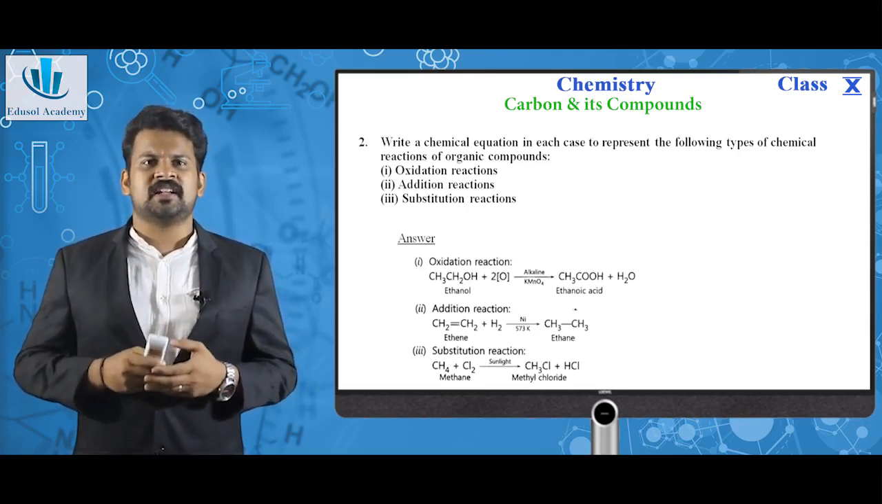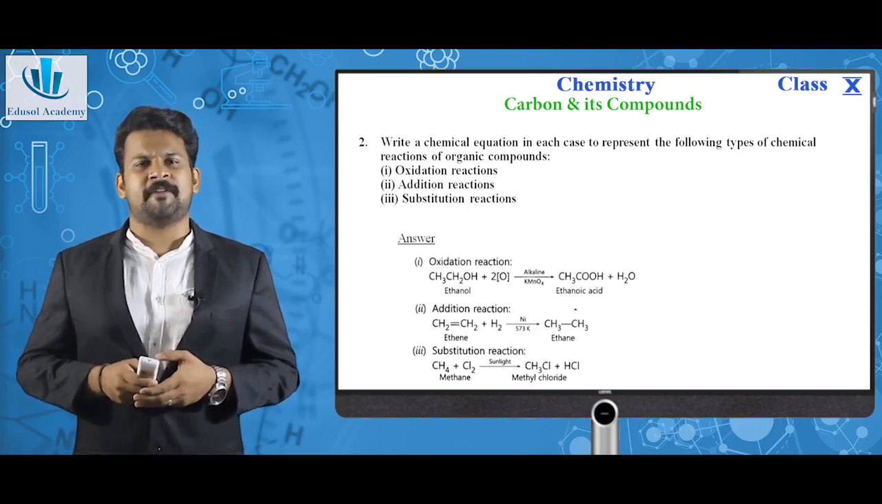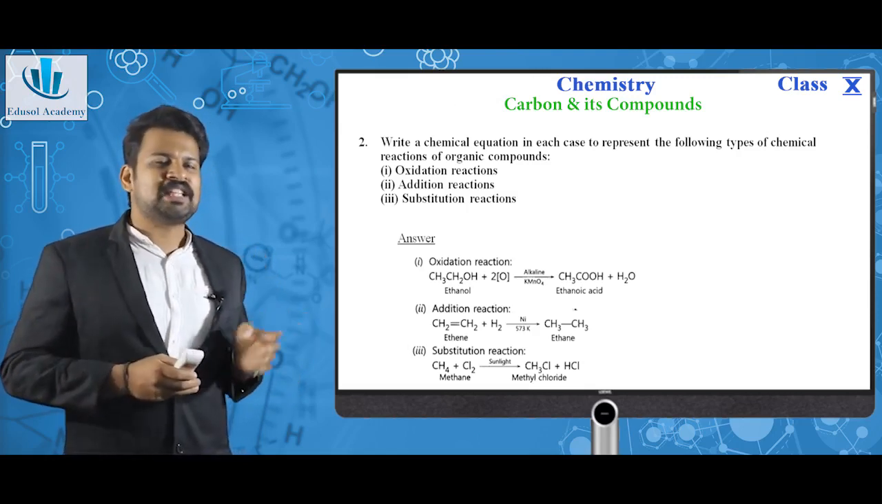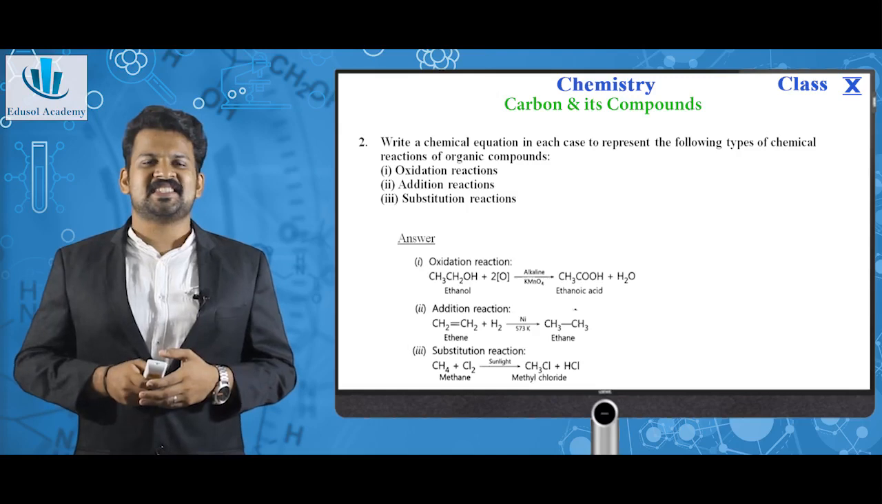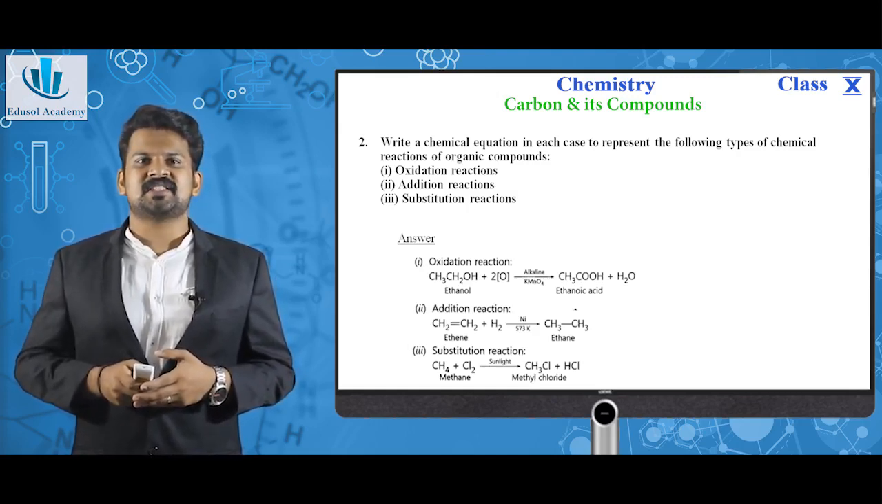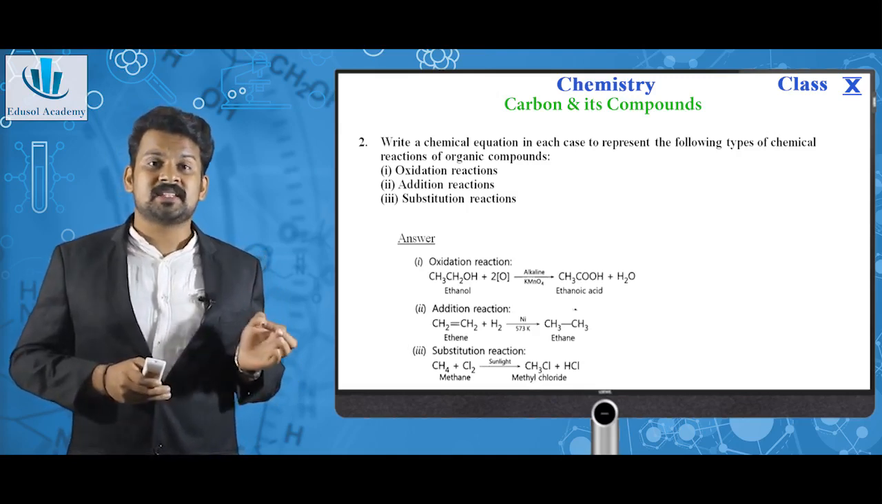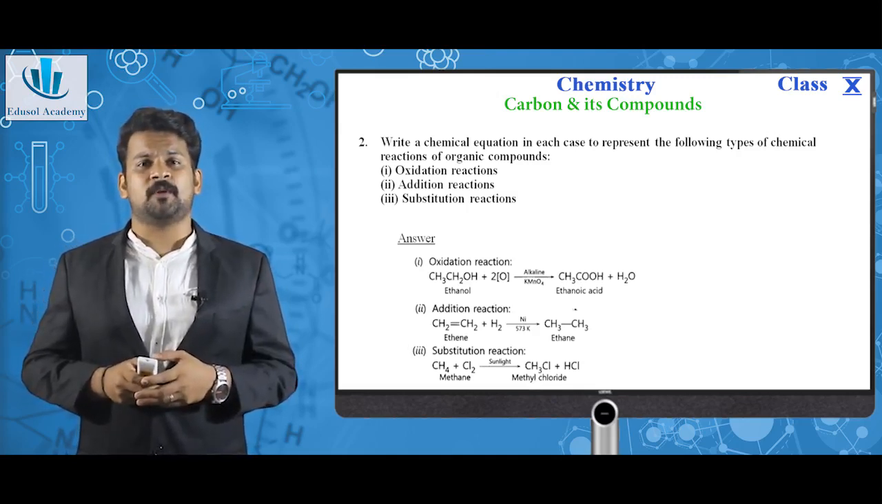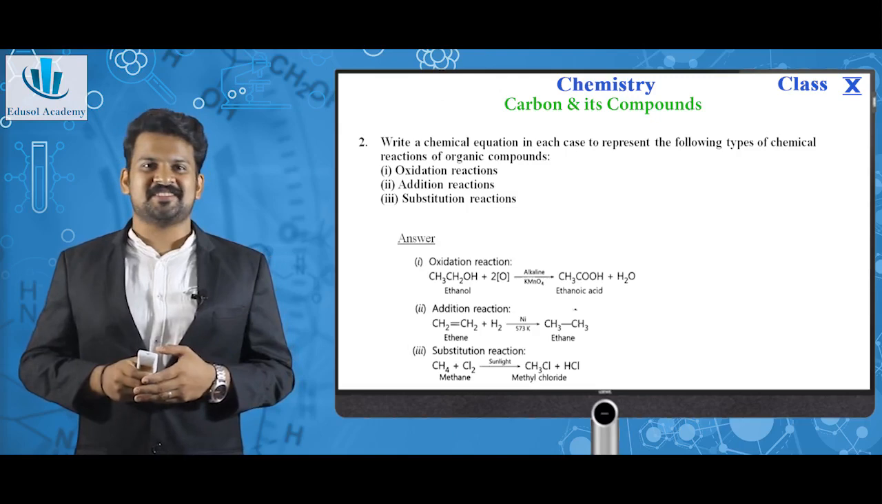For oxidation, let's mainly take a look at oxidation of ethanol. Ethanol is oxidized to ethanoic acid: CH3CH2OH plus 2[O] giving CH3COOH plus H2O. This is done in the presence of alkaline KMnO4, which is an oxidizing agent.